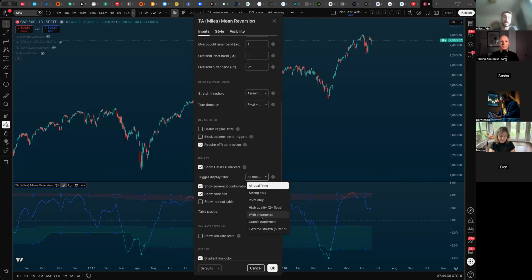Again, I leave it at all qualifying, but I have seen some specific assets where I do only want the high quality or the strong only, or maybe the extreme stretch. Those are basically played by the asset and the volatility of the asset, and not necessarily based on whether I want this to give me 50 signals or not. I think that is something to play around with based on asset volatility more than anything else.